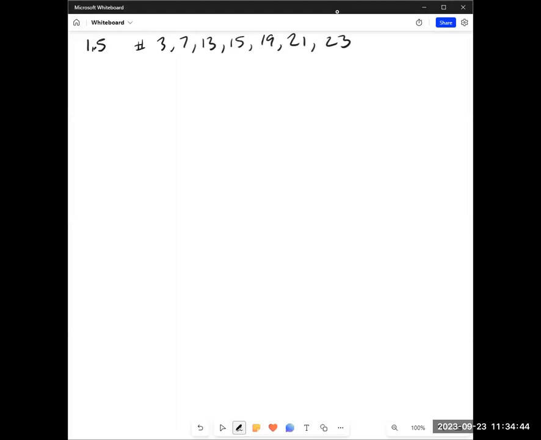So let's look at our first problem here. We want to round 185 to the nearest 10. To the nearest 10, we are between 18 and 19 tens, which would be between 180 on the low end and 190 on the upper end.